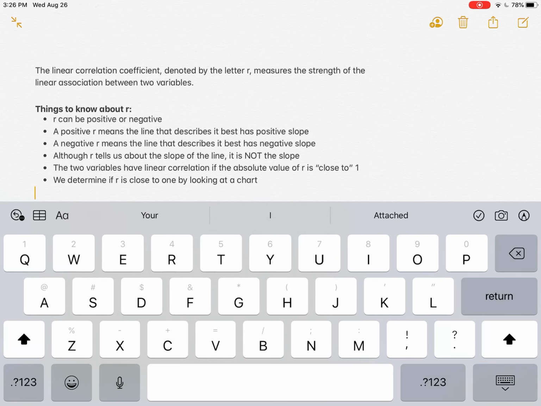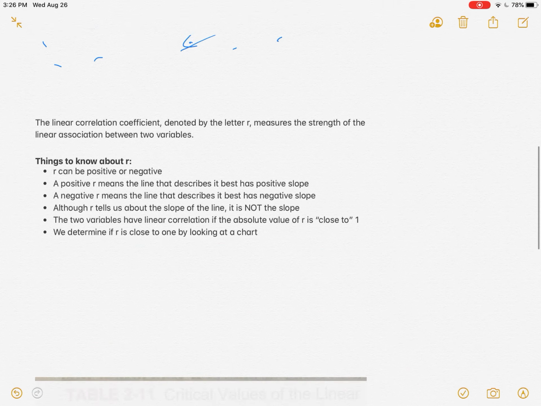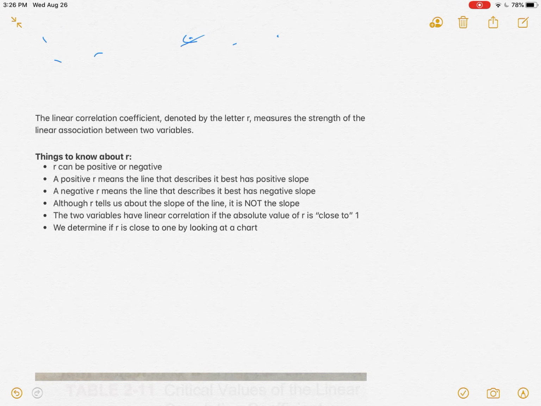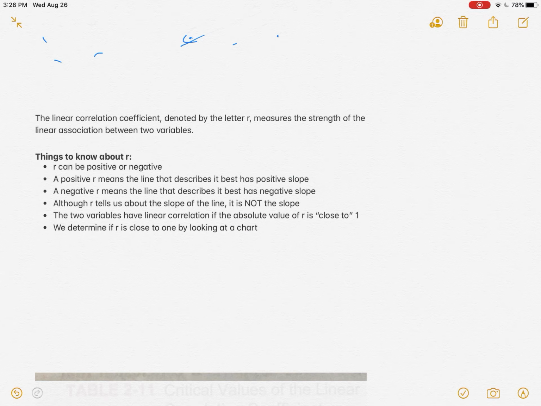So let me come in here and move this chart down so you're not focused on that too much. So the linear correlation coefficient is denoted by the letter R. And what it does is it measures the strength of the linear association between the two variables. So here's some things to know about R.